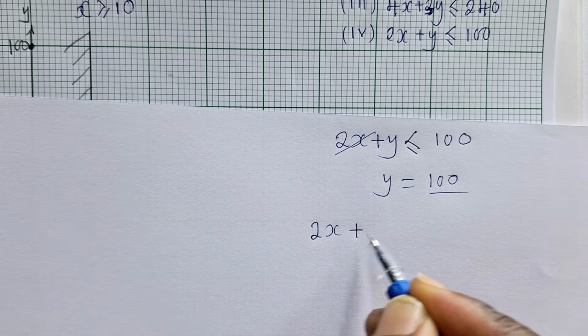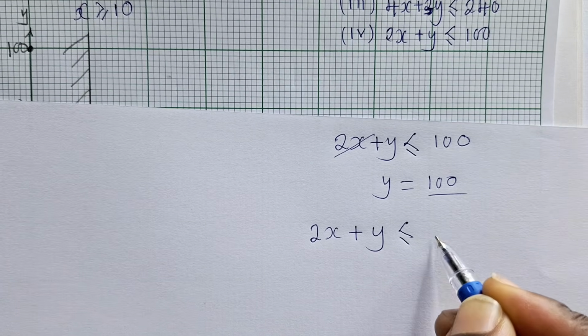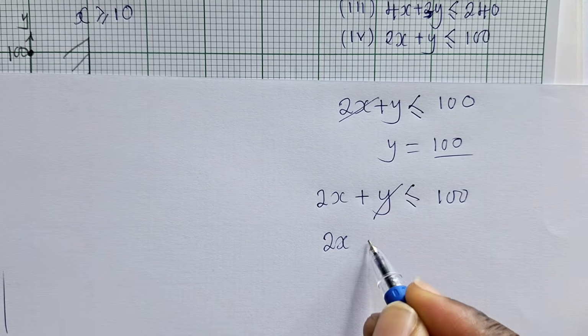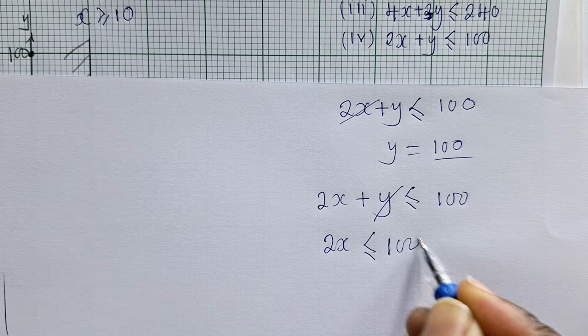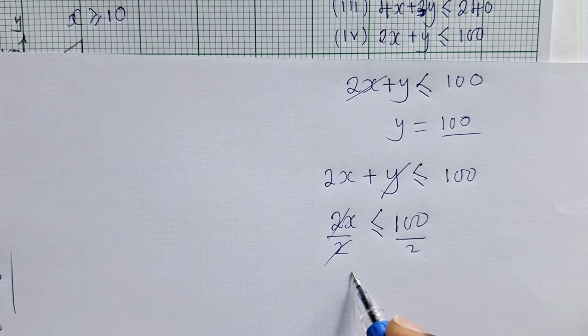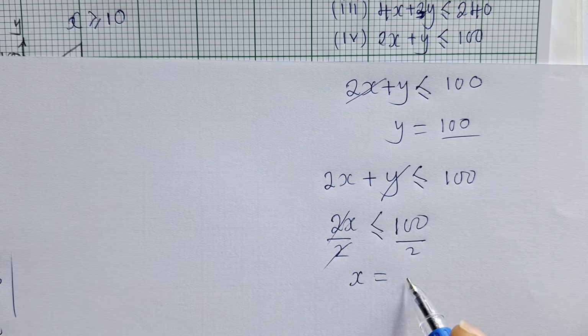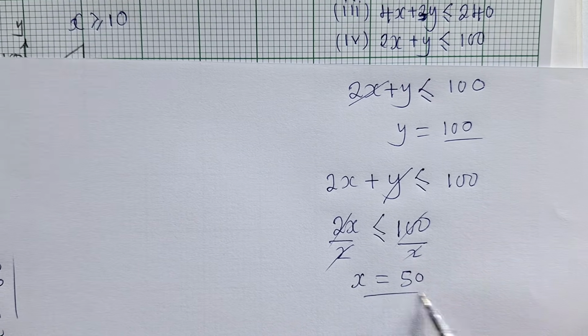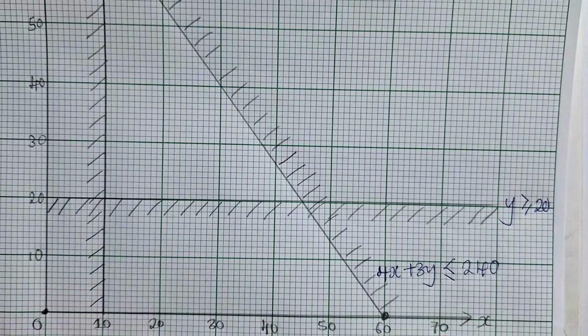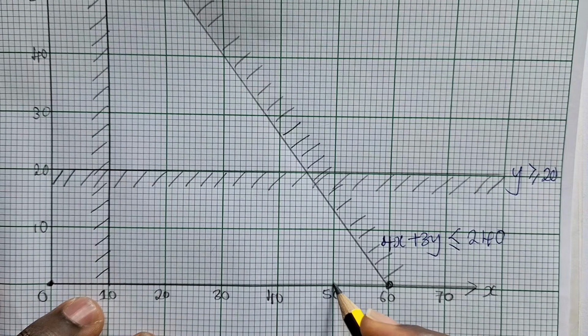It's the same inequality. We ignore this, and then we're going to say 2x is less or equal to 100. Divide by 2. This and this will go. X will simply be equal to 50. So it's passing at 50. Okay. So we check where 50 is. It's right over here. So we put our ruler at 150.